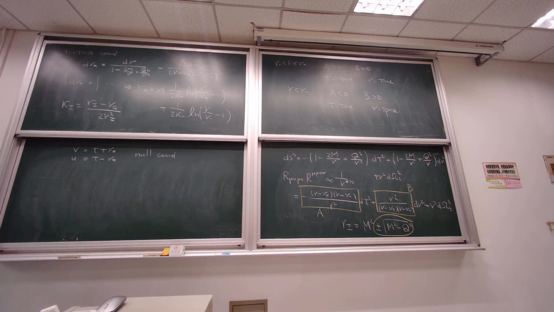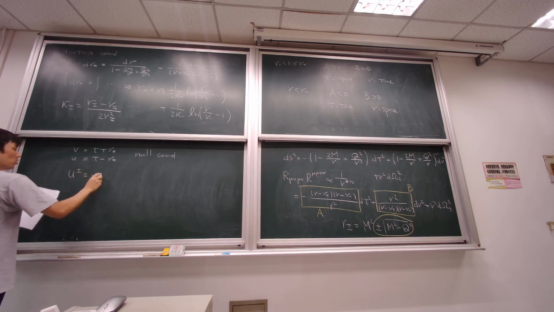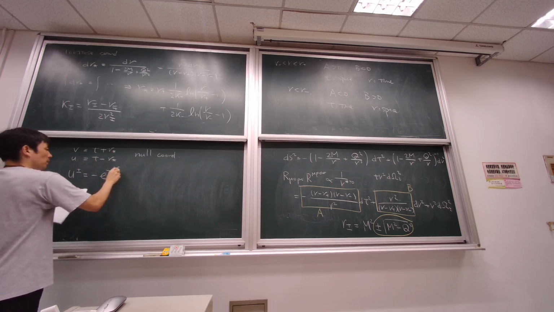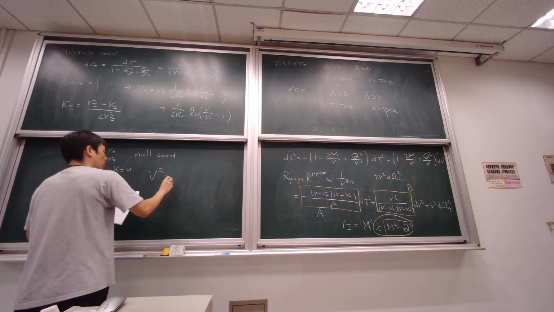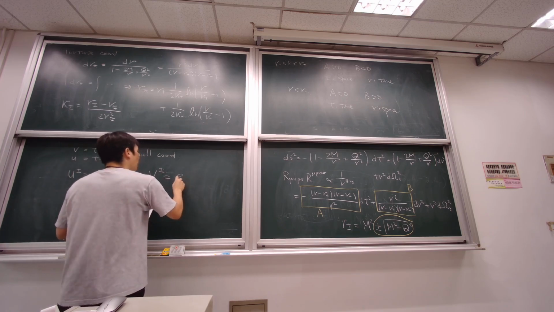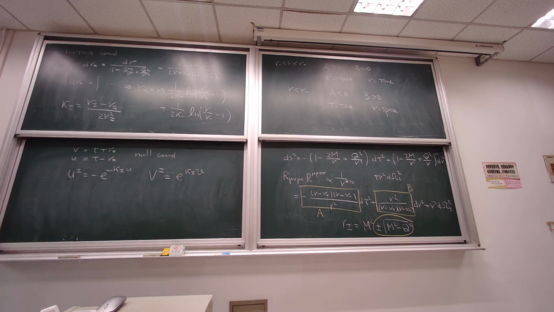New null coordinates u and v, and then the same exercise: we just introduce capital U plus minus and V plus minus, equal to e to the minus kappa plus minus u and e to the kappa plus minus v. This is the difference from Schwarzschild. There we had only one kind of capital U and capital V. Here you have two kinds, depending on the plus or minus sign.